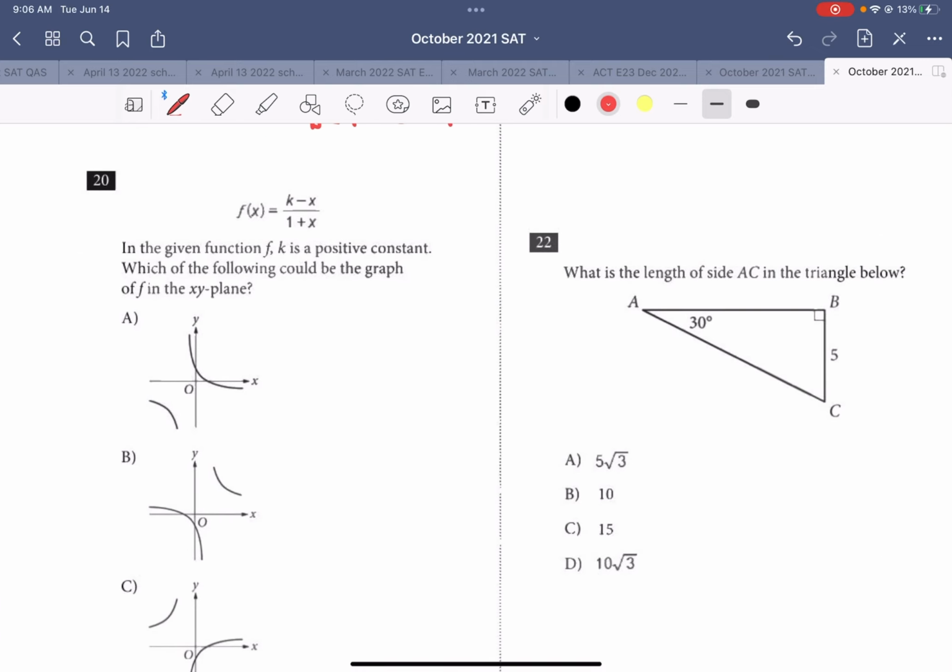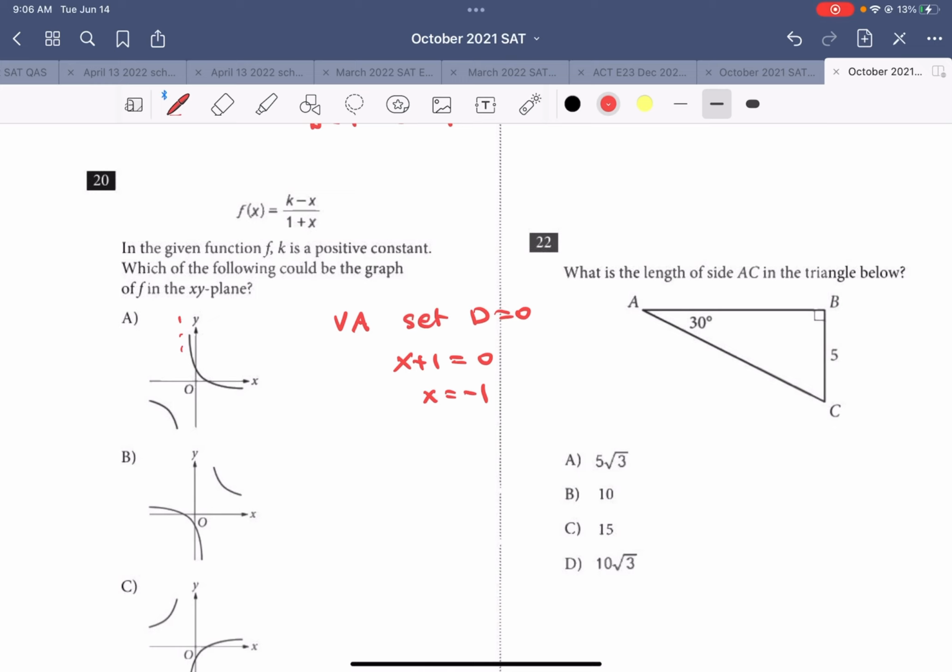Now, in the given function f, k is a positive constant, and which of the following could be the graph of f in the xy-plane? So one way you can do it is you can find the vertical asymptote first. To find the vertical asymptote, set the denominator equal to 0. In this case, x plus 1 equals 0, so x equals negative 1 is a vertical asymptote.